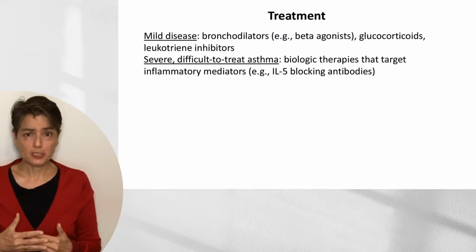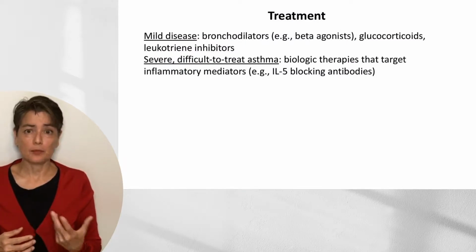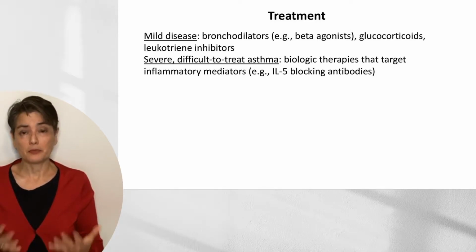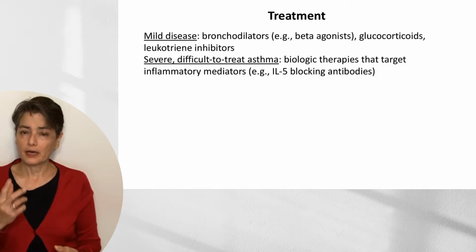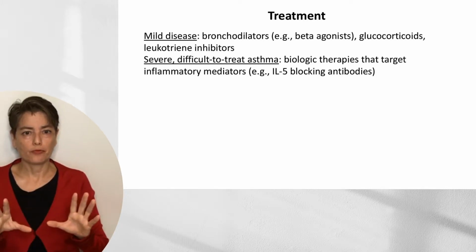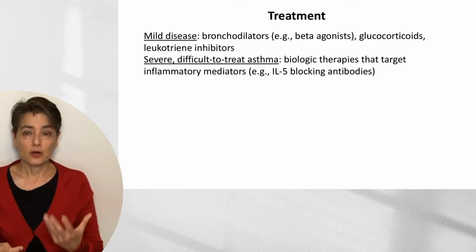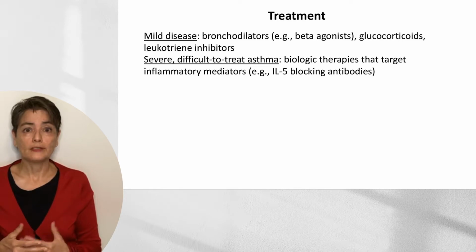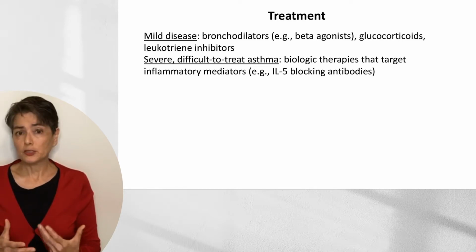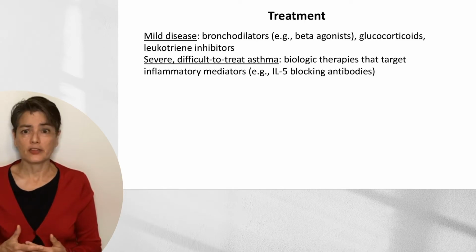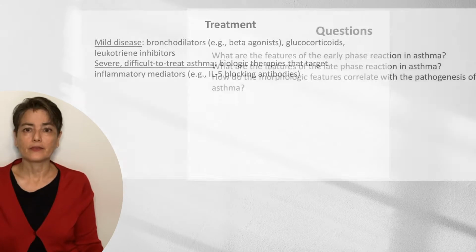So how you treat patients with asthma: if it's mild disease, bronchodilator, which can have beta agonists, and it's really quite remarkable. This is one way that we can diagnose asthma. For example, for myself, when I became wheezing, you take a hit off your bronchodilator and poof, like within seconds you can breathe. It's really quite amazing. You can also be given glucocorticoids or leukotriene inhibitors. For patients who have severe or difficult to treat asthma, in addition to these modalities, we can use biologic therapies that target inflammatory mediators such as IL-5 blocking antibodies.